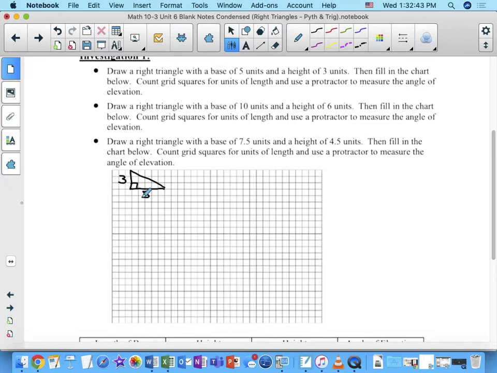That's the first one. The second one that I want you to do is going to have a base of 10 and a height of 6. So maybe I'll do the height again. So height is 6. 1, 2, 3, 4, 5, 6. And base of 10. 1, 2, 3, 4, 5, 6, 7, 8, 9, 10. Let me just double check that. There we go. Okay, and that's a right angle right here. And then again, I'm going to draw a very straight line, and if you have a ruler, even better.